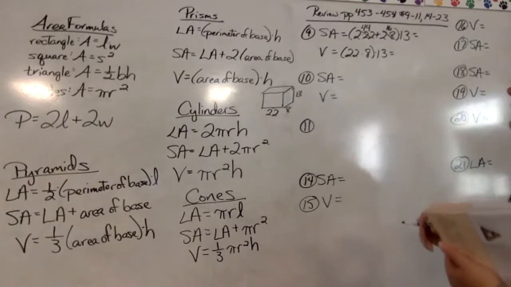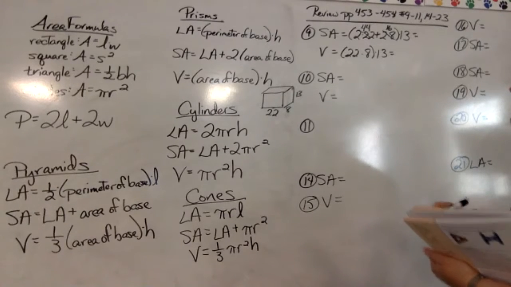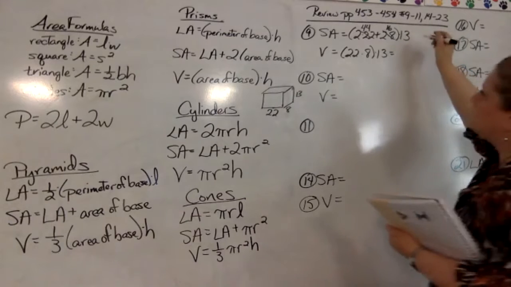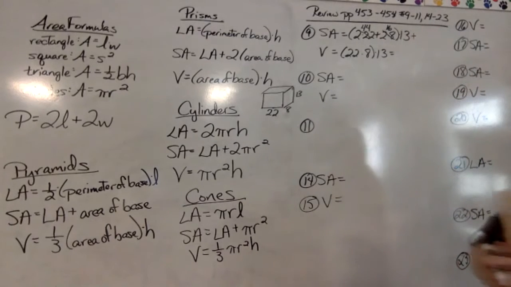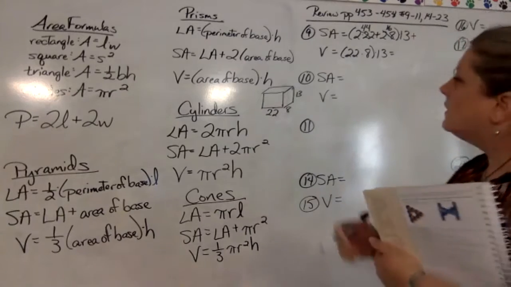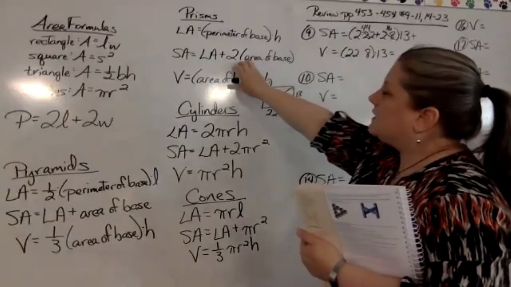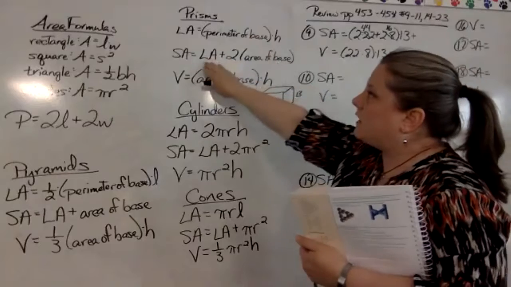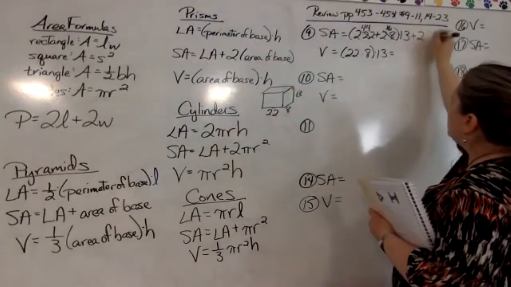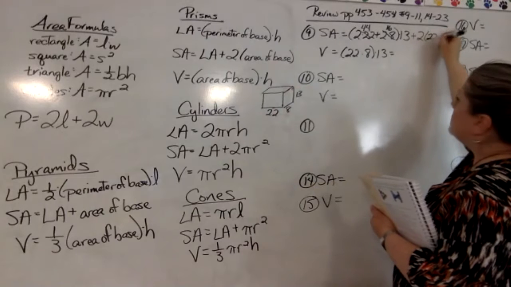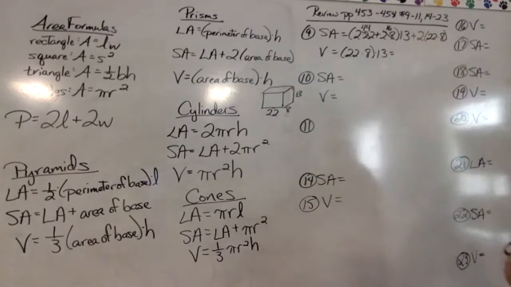708. Wait a minute. What did we forget? Because they wanted the total surface area, didn't it? Total surface area is this one, which is your lateral area plus 2 times the area of the base. So we got to add on the 22 times 8 on the bottom. So now let's try. 34 plus 16.